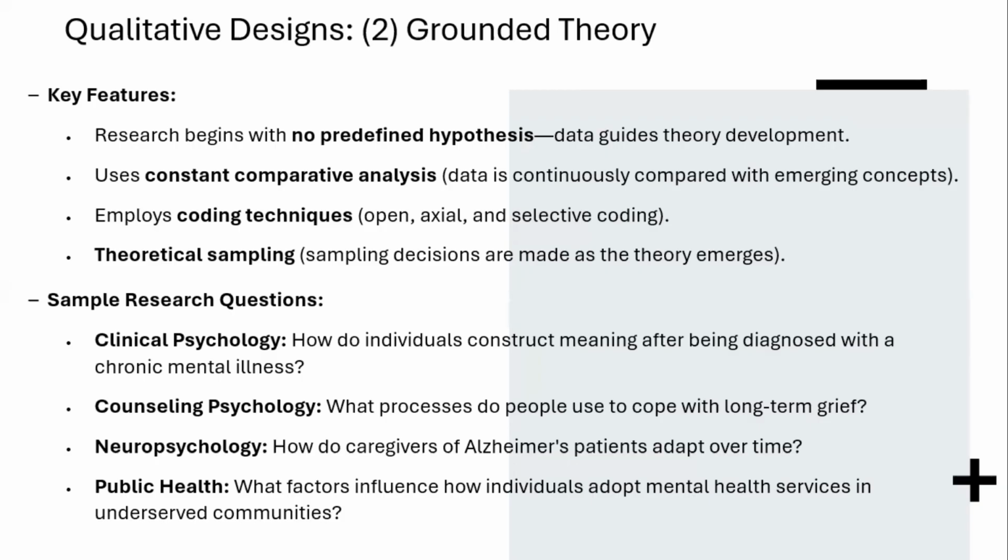For example, how do individuals construct meaning after being diagnosed with chronic mental illness? A clinical psychologist can do this. A social psychologist can do this. A neuropsychologist can do this. Whatever. Is that okay? But with the disciplines, you go in with your disciplinary tools to that question.